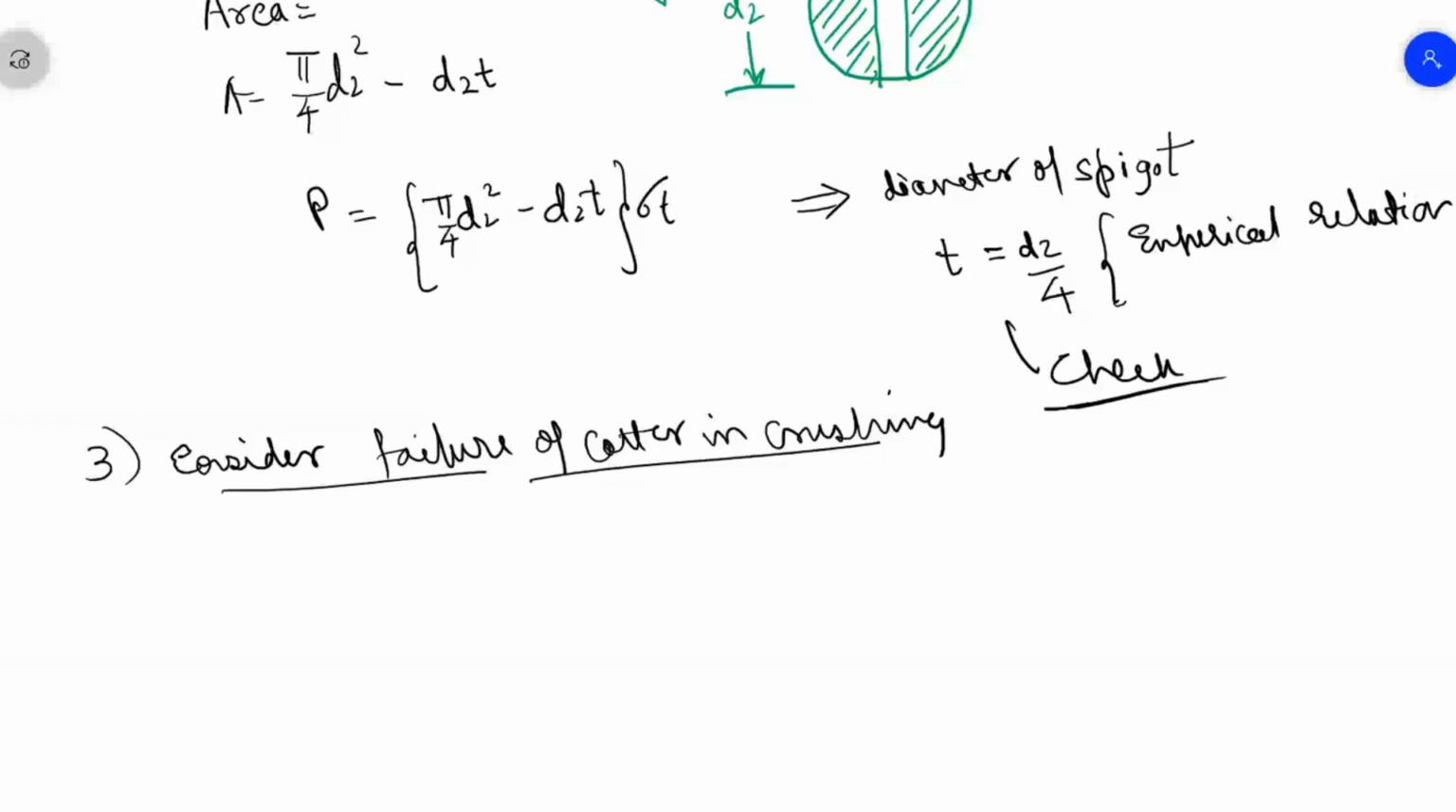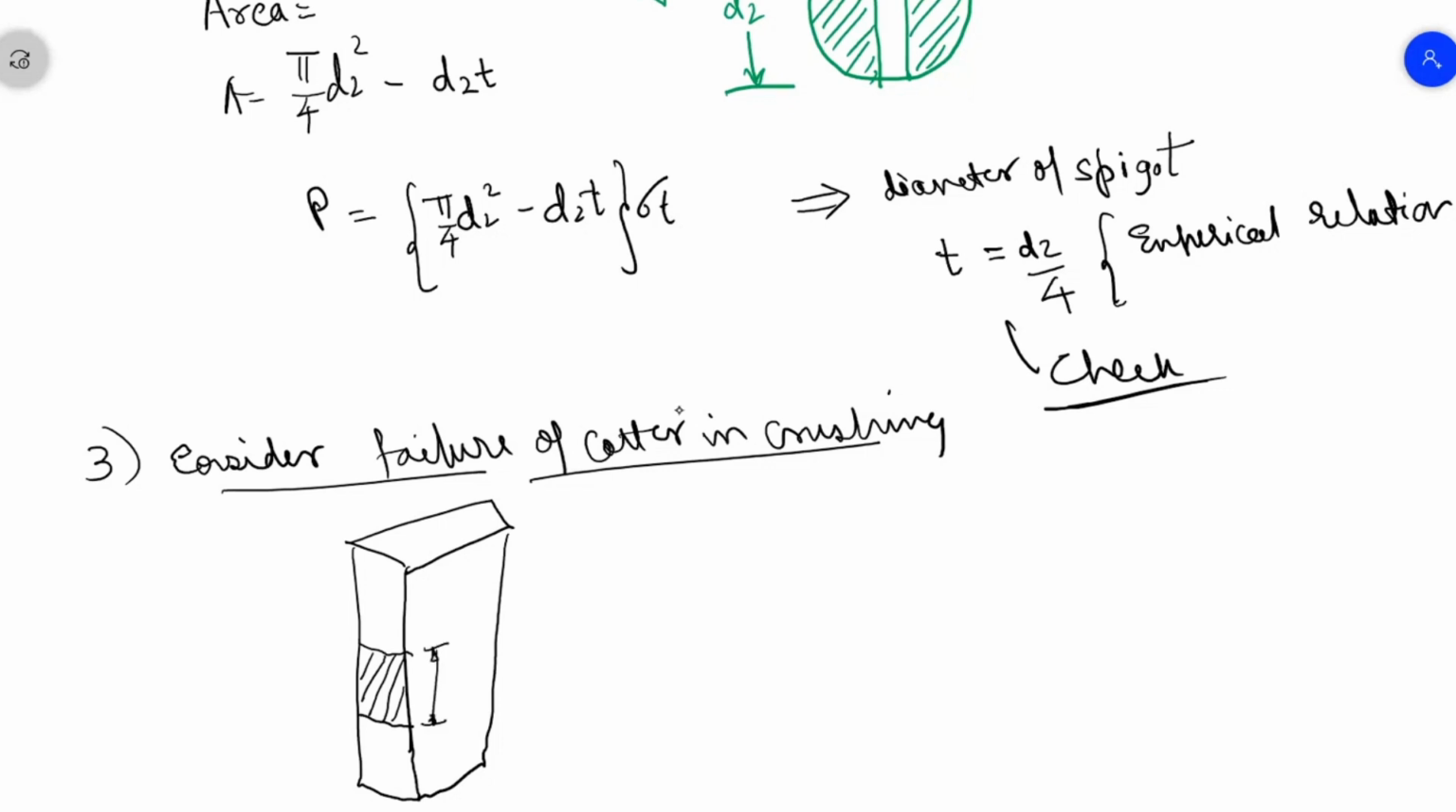So if I draw it here, I can show you like this. This is the entire Cotter, out of which this portion of the Cotter is subjected to crushing. What is this dimension? This is T. What is this dimension? This is into the spigot. And what is the diameter of spigot? D2. So what is the area now? Area is D2 into T. So I can write P equal to area into stress. Which stress? Crushing stress.